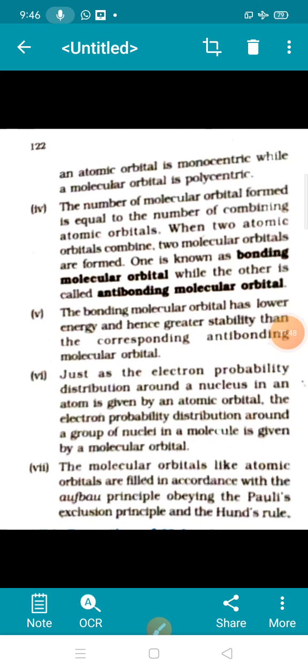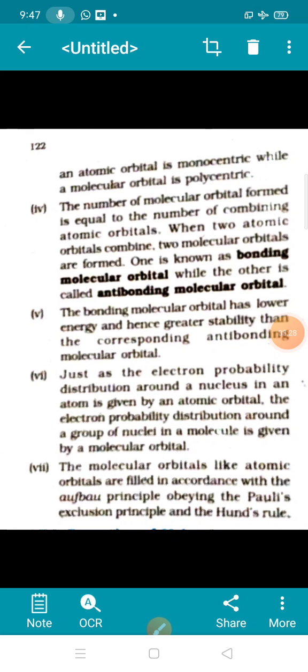Next point. Just as the electron probability distribution around a nucleus in an atom is given by atomic orbitals, the electron probability distribution around a group of nuclei in a molecule is called a molecular orbital. I hope you remember when you studied the definition of atomic orbitals. How did you learn? It is the region around the nucleus where the probability of finding an electron is maximum. And here, the region around the nuclei where the probability of finding an electron is maximum can be defined as the molecular orbital.